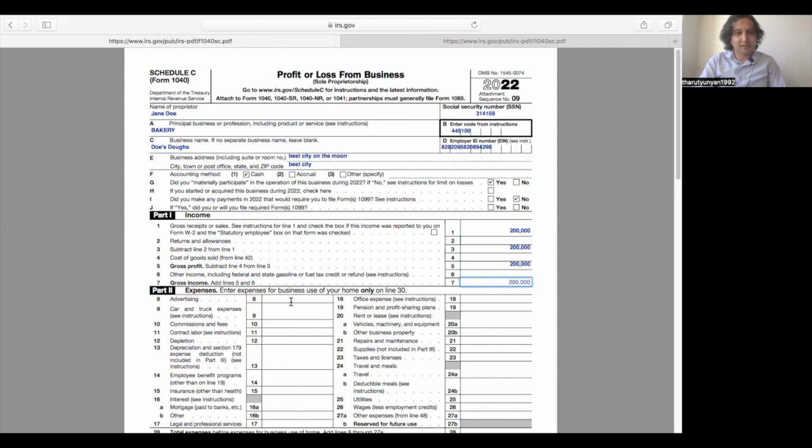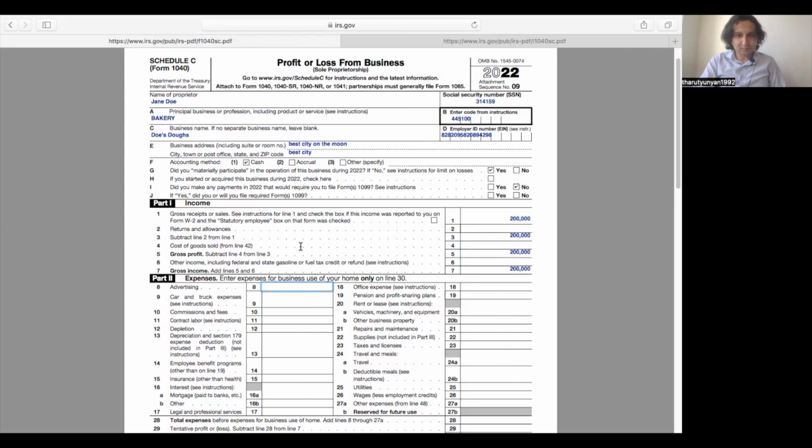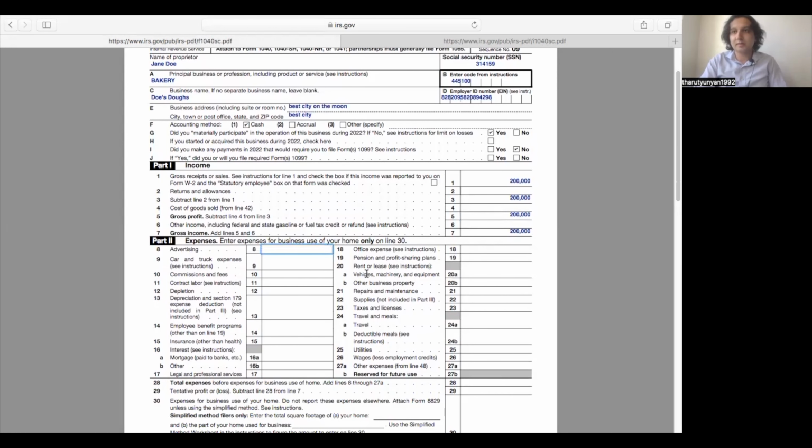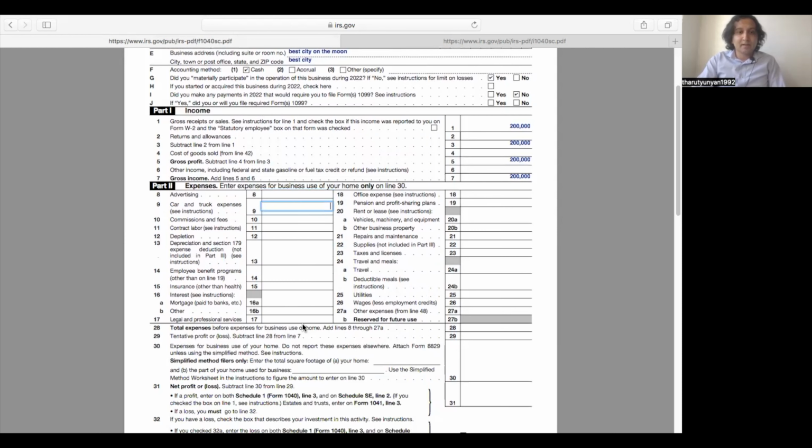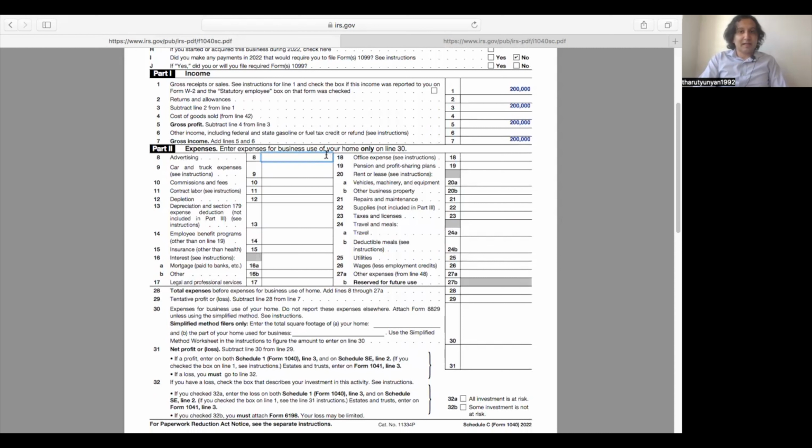All right, now let's get back to the expenses. This is the most important part, because obviously as a business owner, you want to deduct as much as possible because you want your net income to be as low as possible, right? So now let's start with advertising. And again, if you want to know more about the expense, you go to the instructions, right?